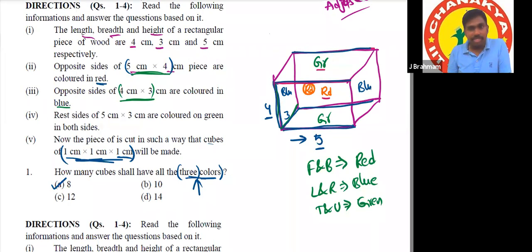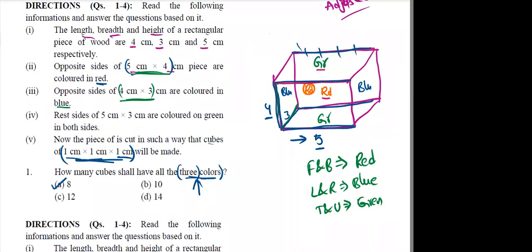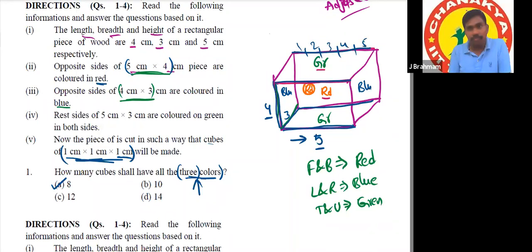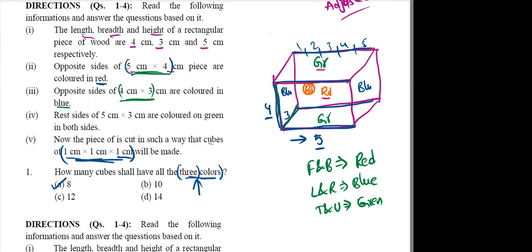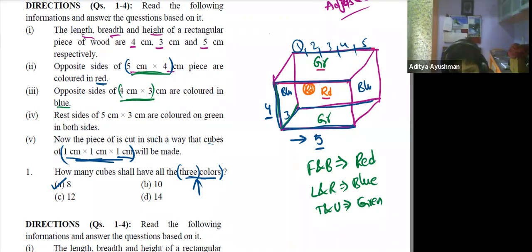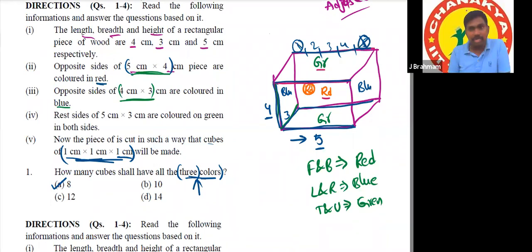On each edge, how many pieces are there? 4 cuttings means 5 pieces are there on each edge. But do we have to consider all the 5 pieces? Only the middle 3. We should not consider these 2 because they are painted with another color also. Blue is also colored. So only red and green means we have to consider these 3 only.